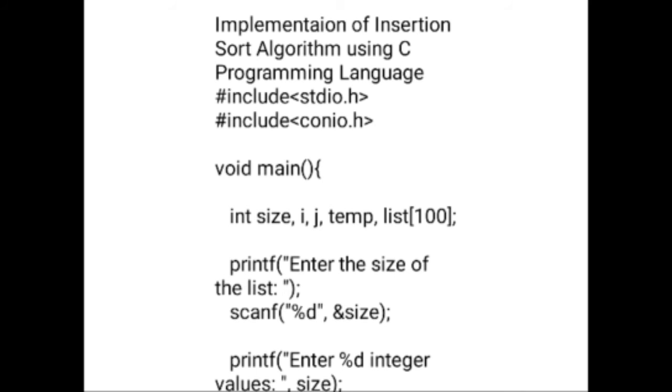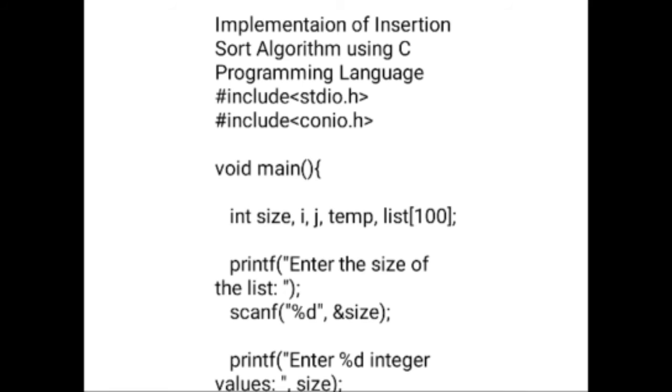Implementation of insertion sort algorithm using the C programming language. Now in the C programming language we are explaining the insertion sort algorithm. We have to take hash include stdio.h, a standard input and output header file, and we are taking hash include conio.h header file. Now void main: we declare the integer variables size, i, j, temp, and a list, an array of 100 elements.